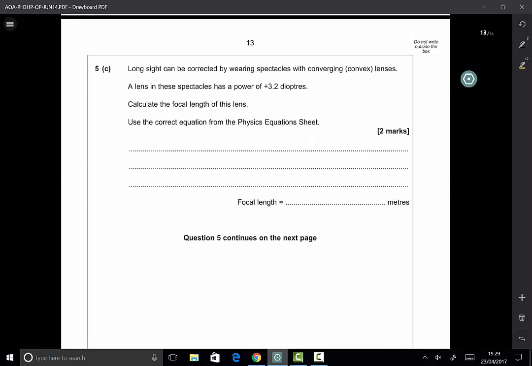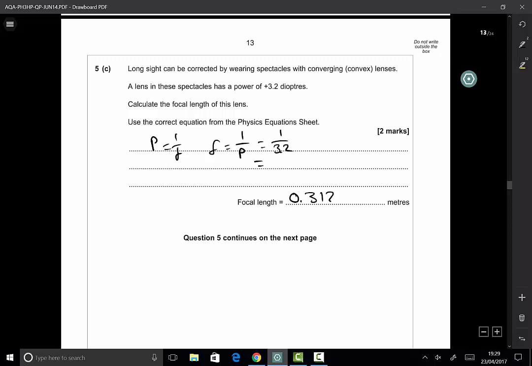Long sight can be corrected by wearing spectacles with converging convex lenses. A lens in these spectacles has a power of plus 3.2 diopters. Calculate the focal length of this lens. So the equation that we need is P is equal to 1 over F. So F is equal to 1 over P, 1 over 3.2 is 0.3125, so 31.25 centimetres.